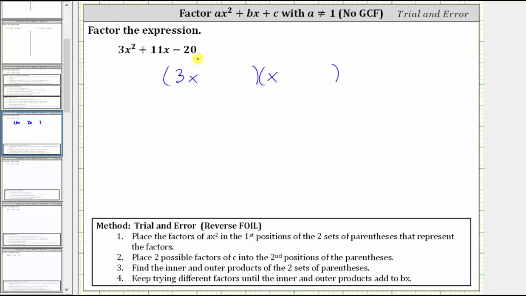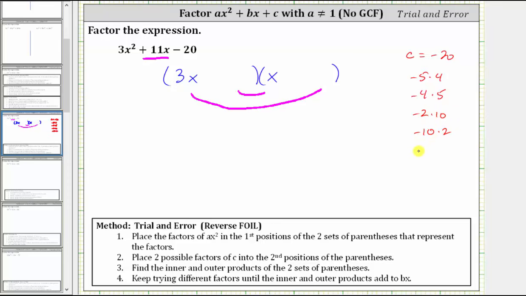The second step is to place the factors of c, which in this case is negative 20, in the second positions, such that the sum of the inner and outer products gives us the middle term, which in this case is positive 11x. Let's list all the factors of c, where again c is equal to negative 20. So c is equal to negative 5 times positive 4, negative 4 times positive 5, negative 2 times positive 10, negative 10 times positive 2, negative 1 times positive 20, and negative 20 times positive 1.